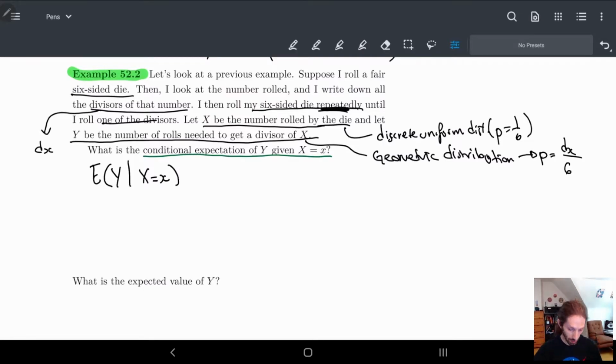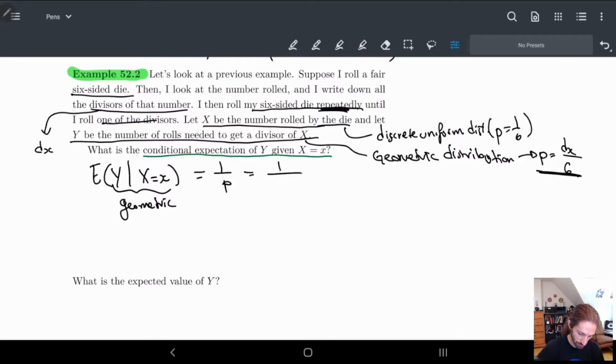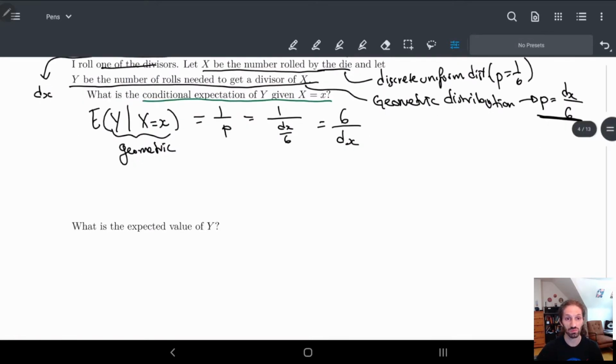Now what is this? Remember that this is geometric dependent on x. Once we have our x, then it's geometric from there. And for the geometric distribution, we already know that the expected value is just 1 over p. In our case, p is just d of x over 6. In other words, we get 6 over d of x. So nice and easy. It's not too bad. In this case, it was easy peasy.